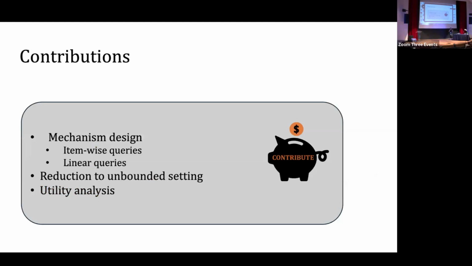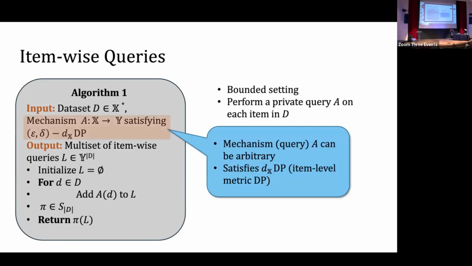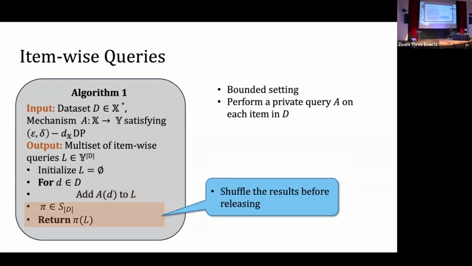Given this privacy definition, we make the following contributions. We provide mechanism designs for two classes of queries. In the interest of time, I will be covering only one of them, item-wise queries. So here we are working in the bounded data setting, and our goal is to perform a private query A on each item of the data set. Now, this mechanism of private query A can be arbitrary. The only requirement is that it should satisfy the standard item level metric DP. The algorithm is very simple. We just apply A to every data point, shuffle the results, and release them.